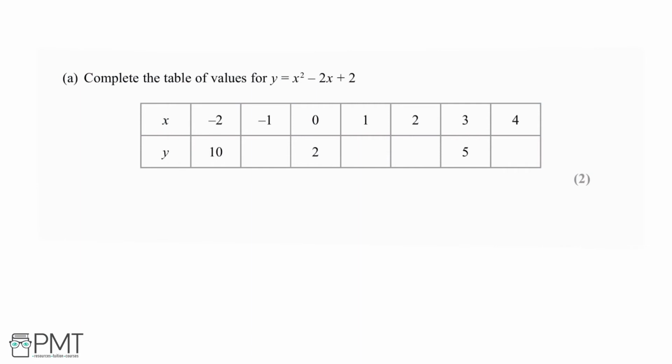Complete the table of values for y equals x squared minus 2x plus 2. So the way we do this is we take our x value, we sub it into the right hand side of the equation, so replacing x with the value in the table. And then whatever we get for y, we put in this part of the table. We'll take a look at this box for an example.